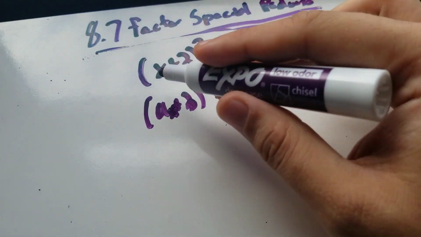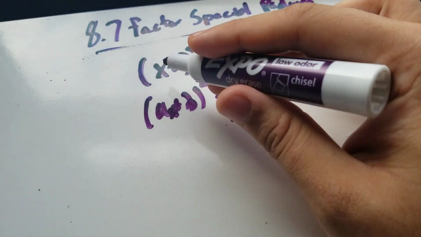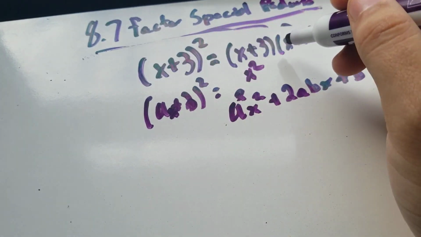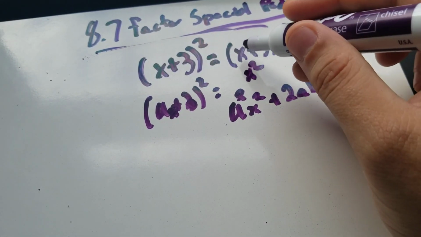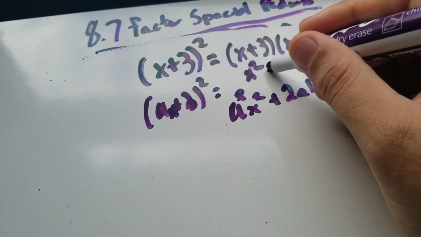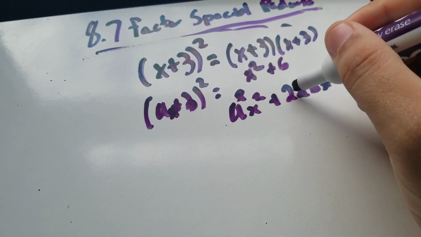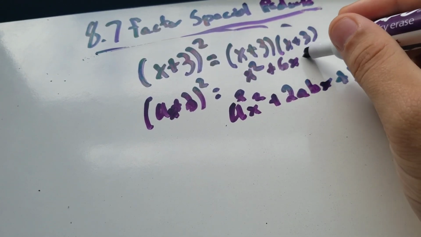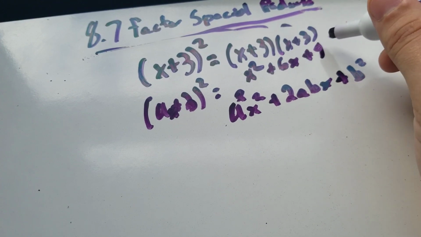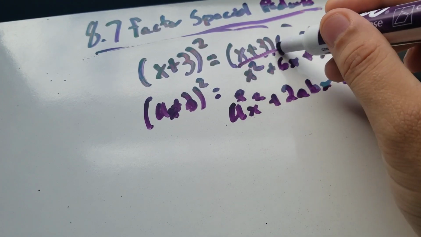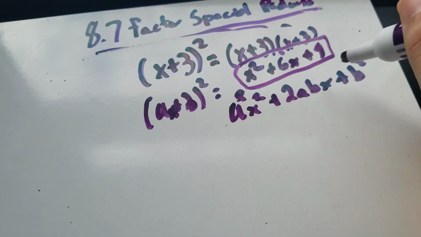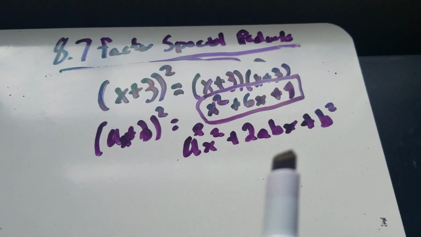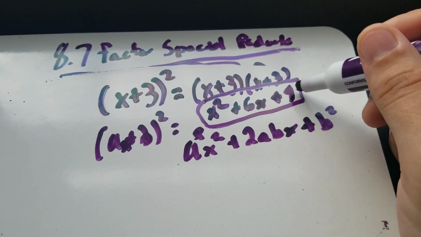So over here, x is a, so it's just 1x. So that's 1 squared x squared. Then we're going to do 2 times 1 times 3 times x. So that's 6x. And then b squared is 3 times 3, which is 9. So this is the answer for that one on top. And this is the formula. So what we're going to do today is try to get from here to here.